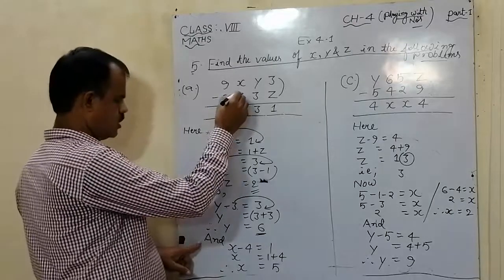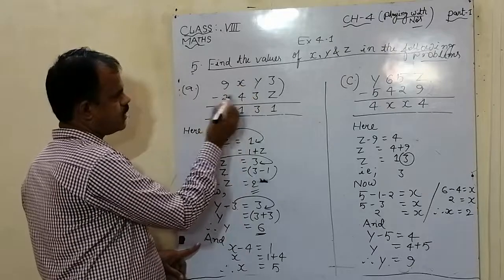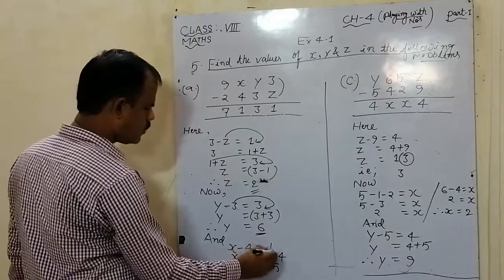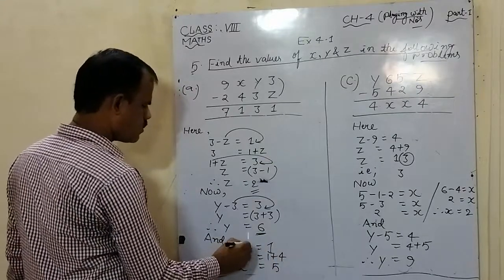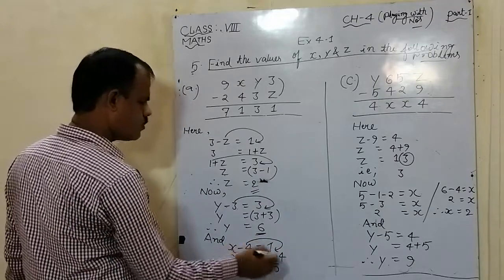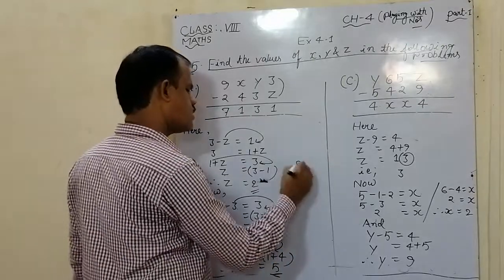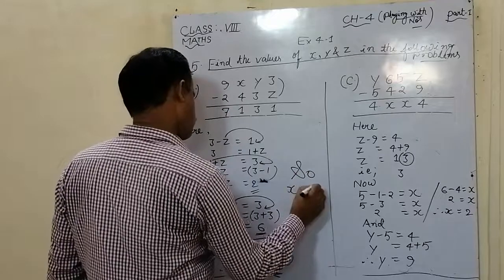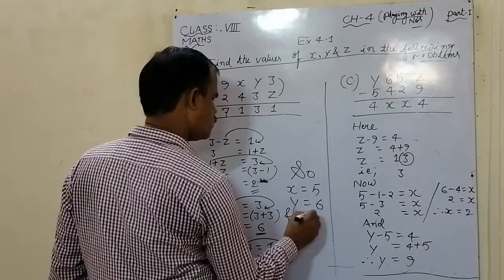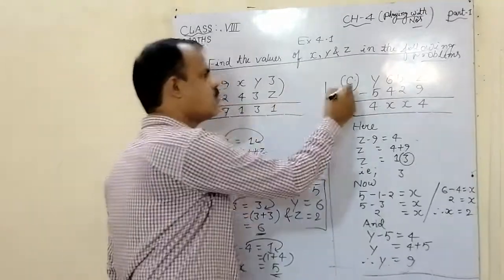And last, see here, x minus 4 equal to 1. So we write here x minus 4 equal to 1. Now this minus 4 is shifted to the RHS side. So it becomes plus 4. Minus 4 plus 4. So x equal to 1 plus 4. So x equal to 5. So we can say that x equal to 5, y equal to 6 and z equal to 2. This is the final answer. Clear? See one more question, C part.